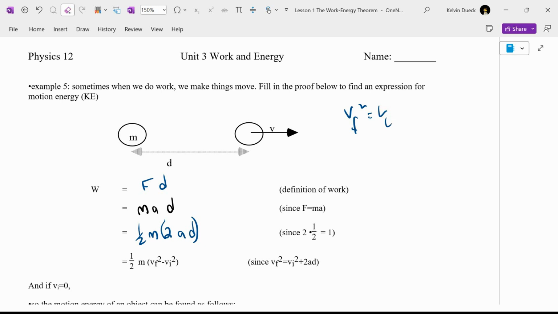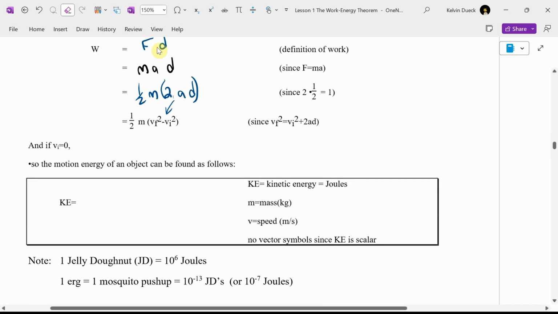Vf squared equals Vi squared plus 2ad. Get the 2ad by itself. In fact, what we can say is 2ad is the same as Vf squared minus Vi squared. There's this 1/2 m still in front. And if I start from rest, if Vi equals 0, I get 1/2 mv squared. There, kinetic energy. M is the mass, V is the speed.